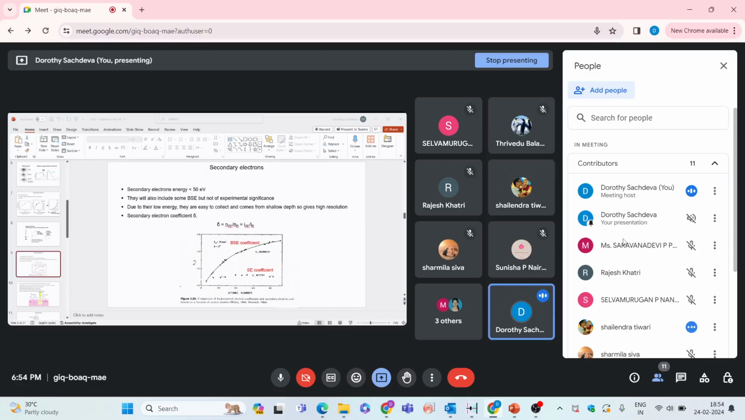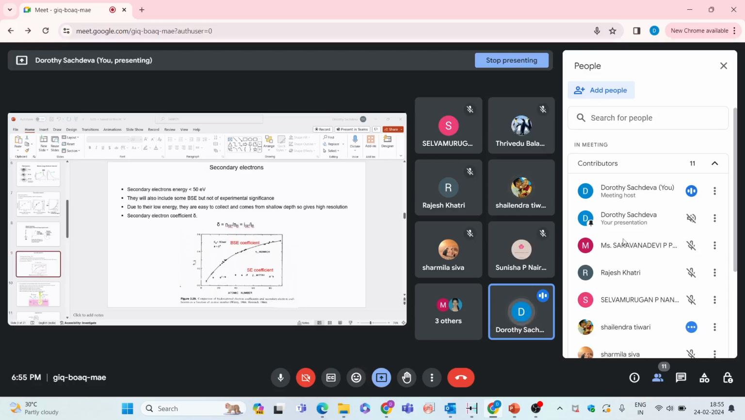This is the first statement, that the secondary electron energy is less than 50 electron volt. Now, this statement itself is very vague. There is no specific information provided for it. It is just a general statement that we generally consider the electrons which have less than 50 electron volt energy as secondary electrons. But there is no specific energy term through which we can differentiate whether this will be a secondary or a back secondary electron.